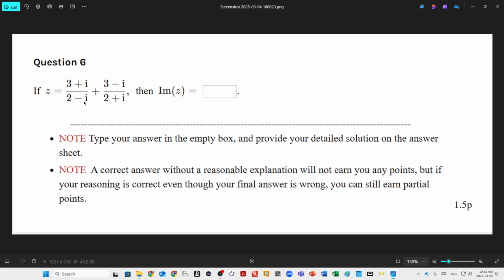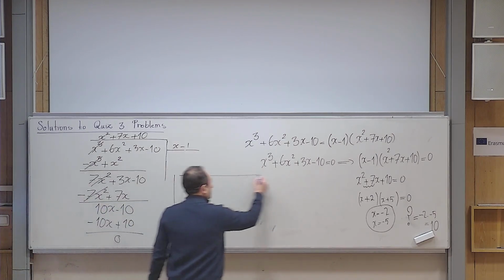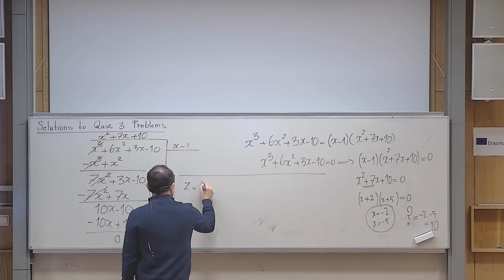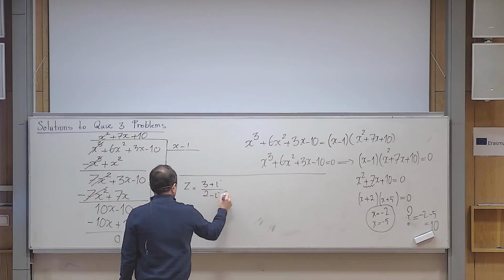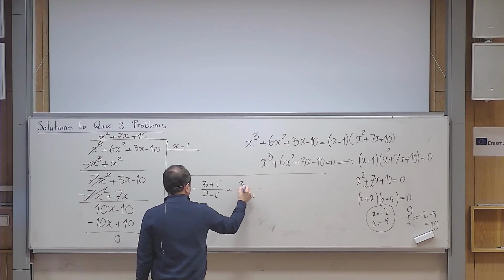But I prefer to combine them into one problem. That's also possible. But it doesn't matter in which way you do it. If you can do it correctly, you will of course get the points. So let us go to the board now. So the problem z, let me write it here because we can fit it here. So z is given to be what? 3 plus i divided by 2 minus i, and here I have 2 plus i, and in the numerator of that one I have 3 minus i.